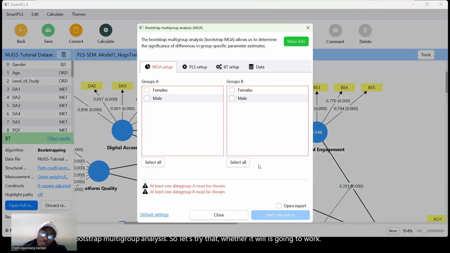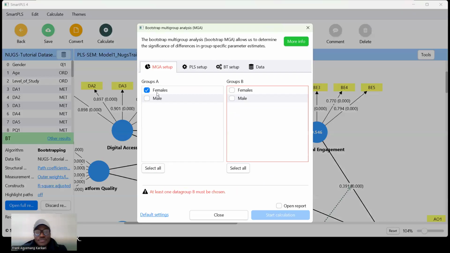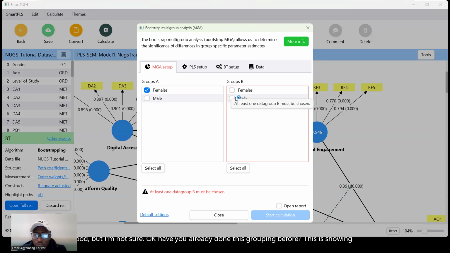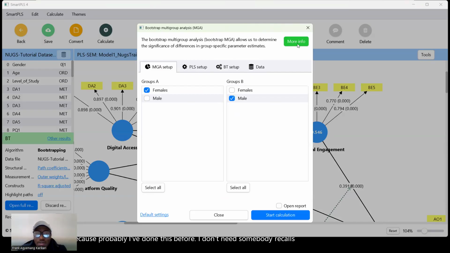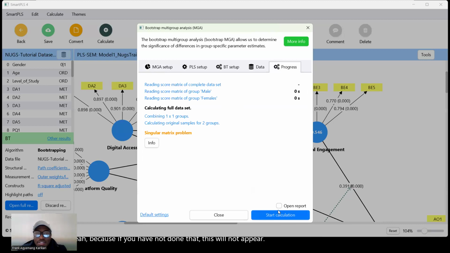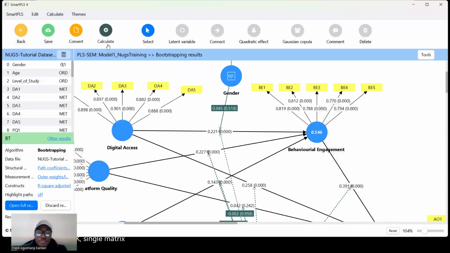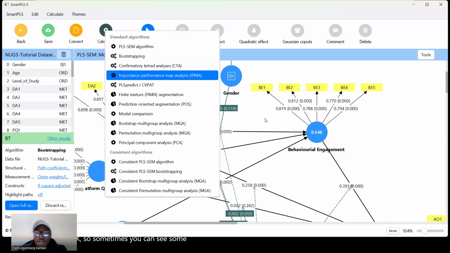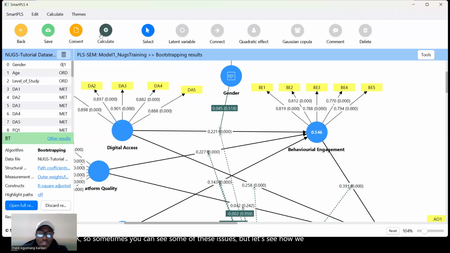Okay, good. But I'm not sure. Have you already done this grouping before? This is showing here because probably you have done this before. I don't know if somebody recalls that. Because if you have not done that, this will not appear. So let's see. Okay, singular matrix problem. So sometimes you can see some of these issues. But let's see how we can resolve that.